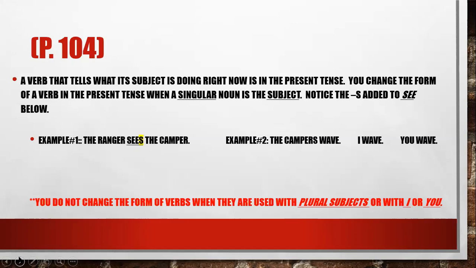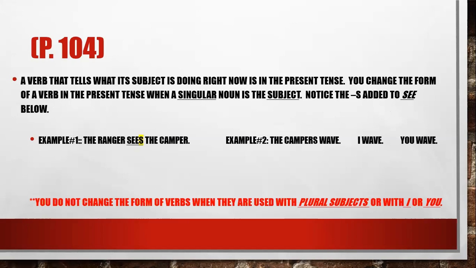A verb that tells what its subject is doing right now is in the present tense. I already explained the difference between present continuous and the simple present tense, which is what we're covering today. You change the form of a verb in the present tense when a singular noun is the subject. This is something that you really have to understand.